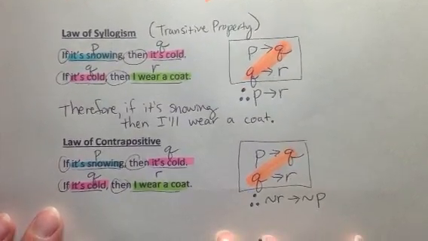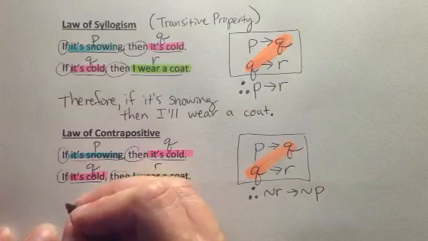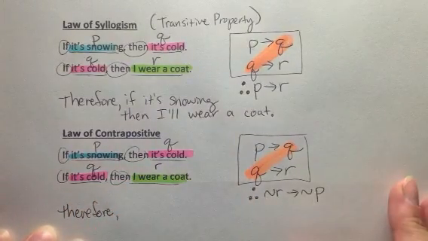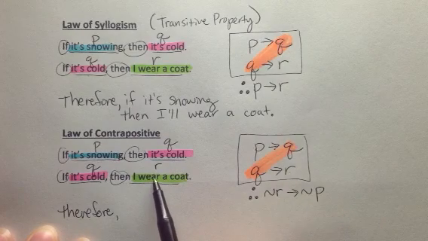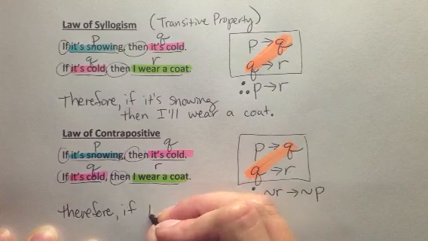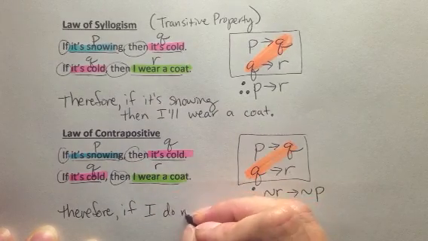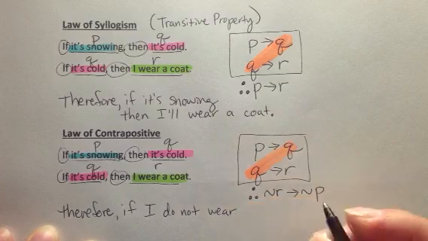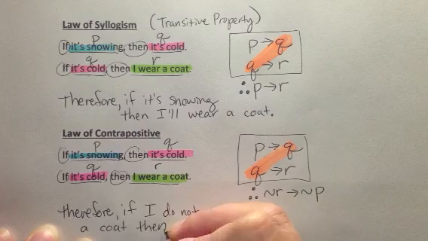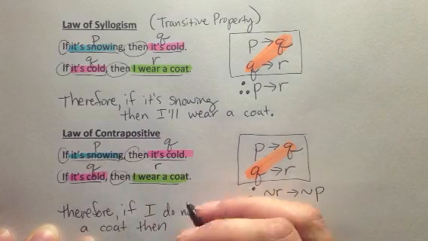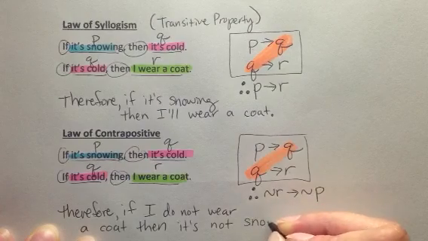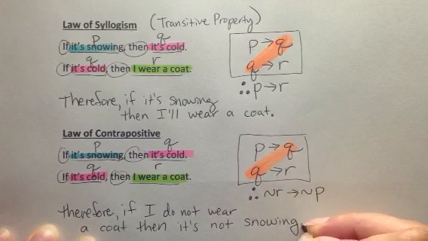And what would that look like in words? Therefore, if I do not wear a coat, if not R, then it is not snowing.